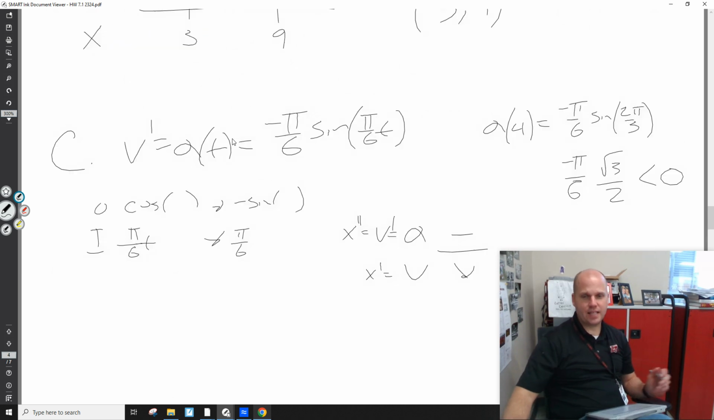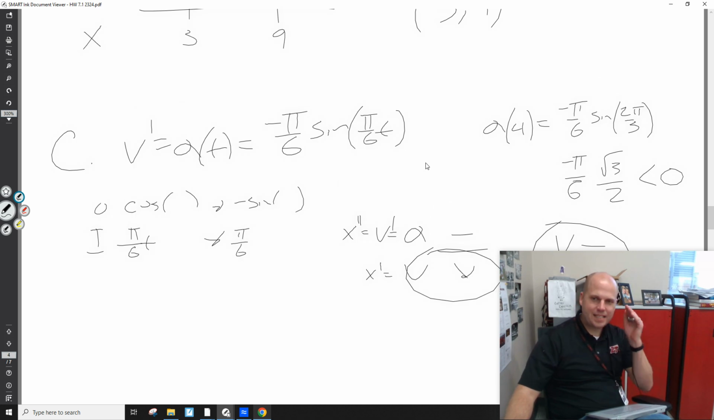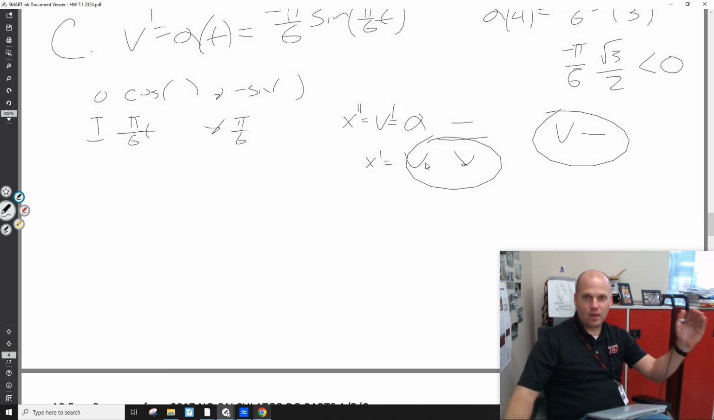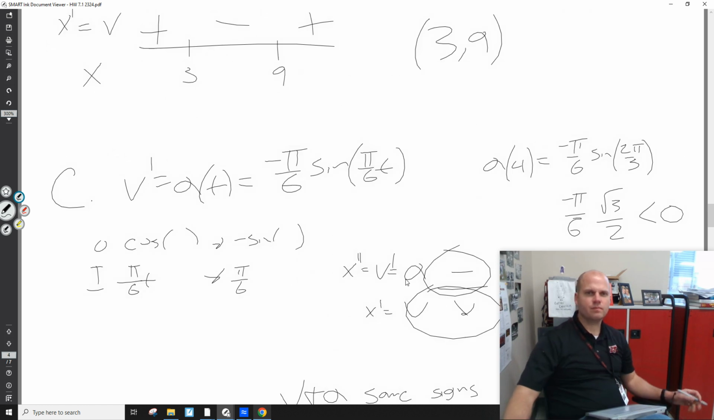You know your velocity is negative. Your velocity is negative. Your velocity is decreasing. Your velocity is negative and getting further away from 0. Negative and getting more negative. Signs of V and A are the same. We are speeding up. Cool.